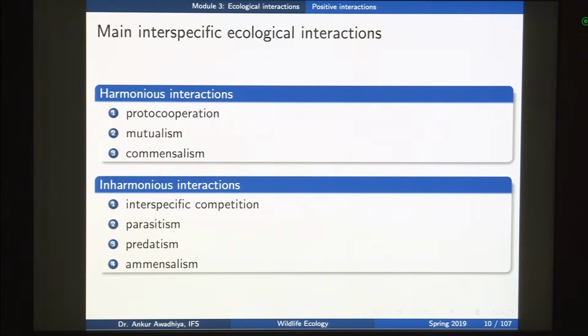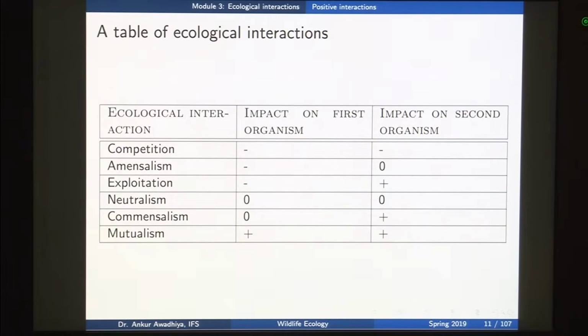Other examples of inharmonious interactions are parasitism, which is related to the parasites that are found, and predatism, which is related to predation or predatory behavior, in which one organism eats another organism of another species. So, this is known as predation. And the third one is commensalism, in which an organism is harming another organism of a different species, even though it is not getting a benefit out of it. Now, we can summarize these interactions in the form of this table.